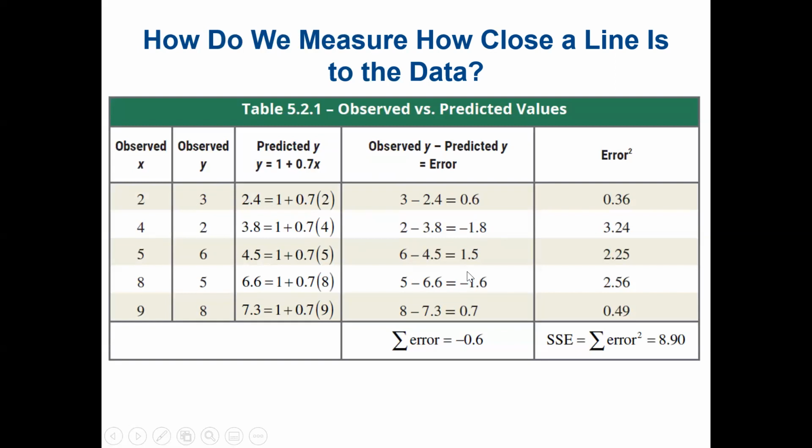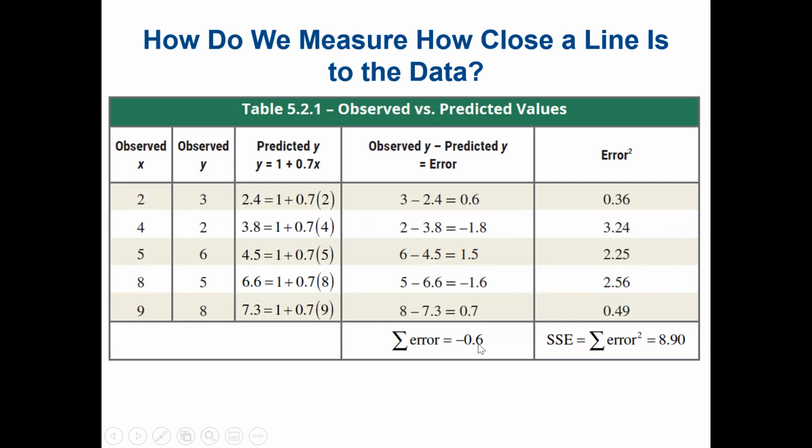Then we can see the error. Now, why do we have an error square? Because normally when we have error, some of the errors will be positive, some of the errors will be negative. So when you add them together, sometimes they may even cancel. Here, imagine our error is negative 0.6. That's not good. It should be at least a positive value.